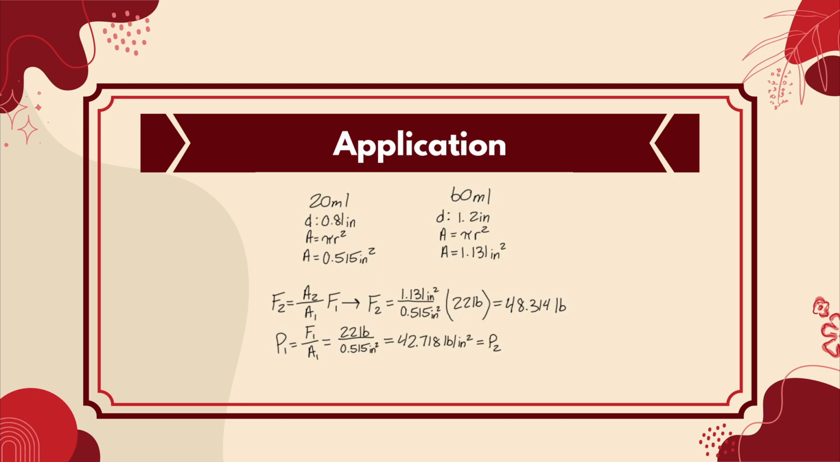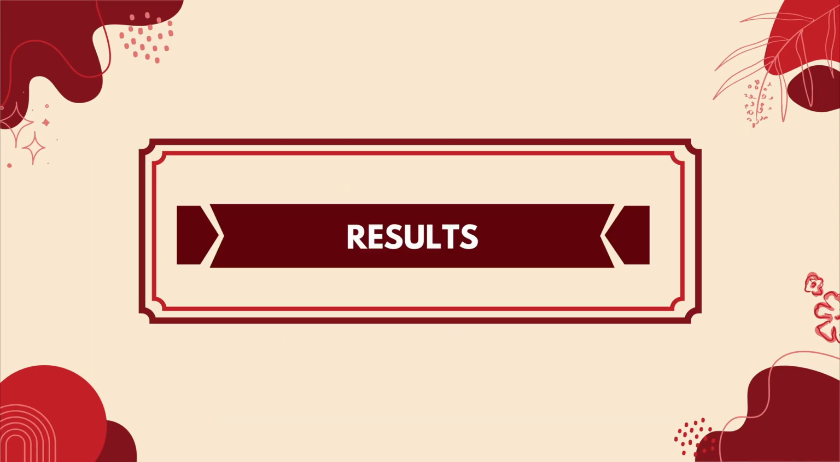Since the pressure remains the same throughout the whole system, the pressure is 42.718 pounds per inch squared. In the end, our hydraulic lift was able to lift about 51 pounds, which means our theoretical numbers were pretty close to the real outcome. You can watch until the end to see the lift in action.